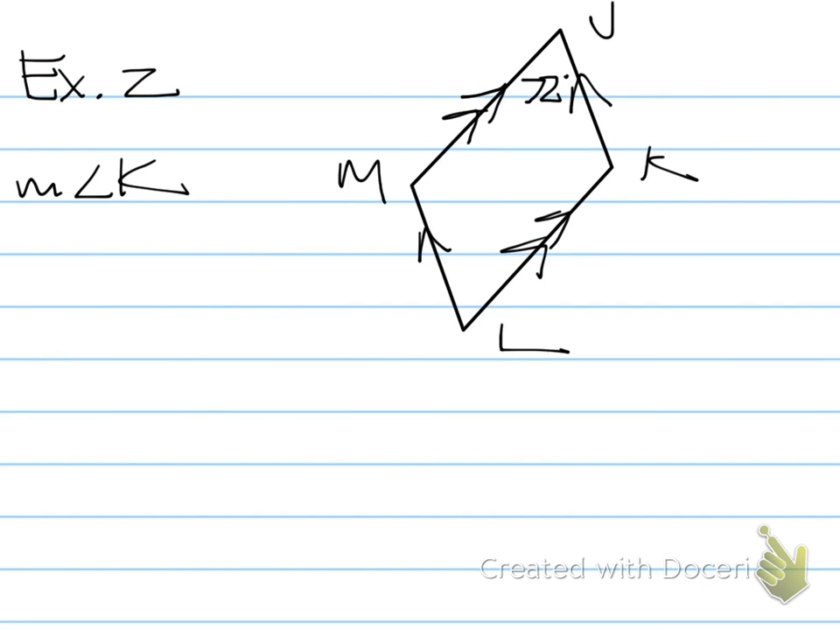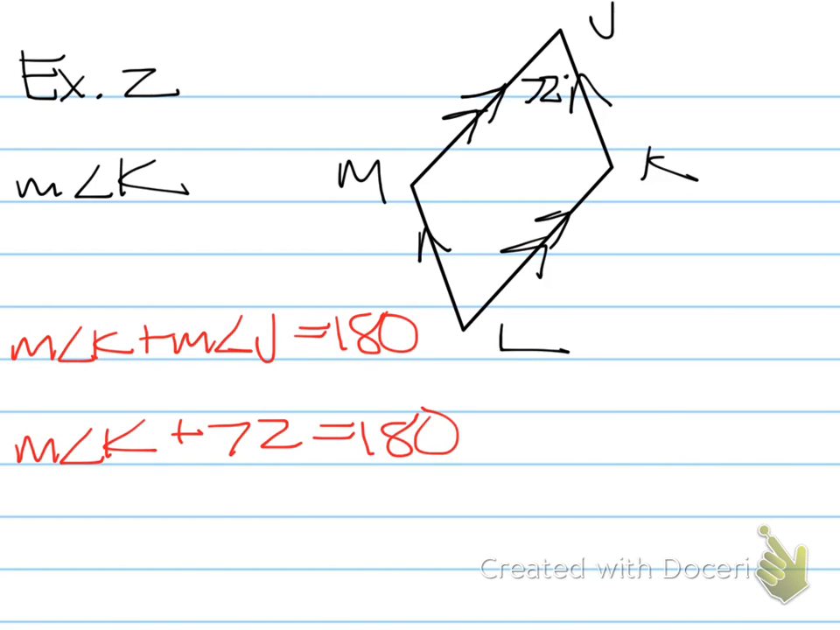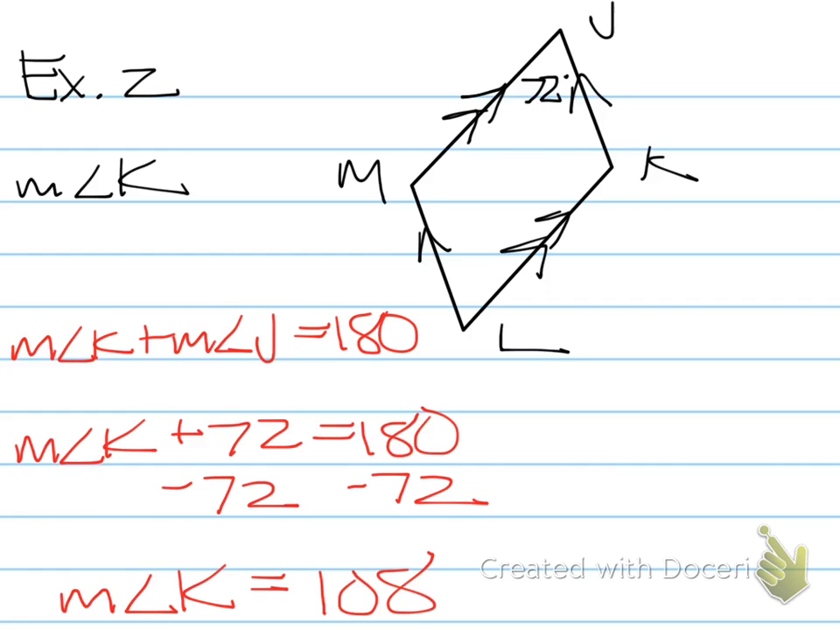We want to determine what the measure of angle K is. Angle K and angle J are consecutive angles, so their sum is 180. So we're going to subtract 72 from 180 to find the measure of angle K, which will be 108.